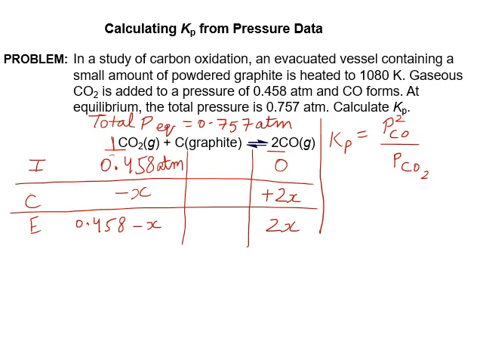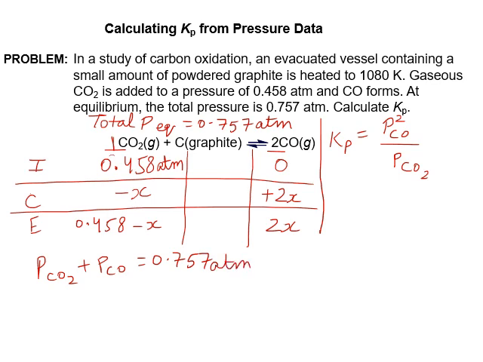What is the information that is given to us that I haven't used yet? Total pressure at equilibrium is this. What is the total pressure based on your equilibrium chart? Based on my ice table, I have CO left and I have CO2 left. So total pressure is going to be the sum of all these pressures. So if I take the pressure coming from CO2 and the pressure coming from carbon monoxide, that should be equal to 0.757 atm, as the question tells me.